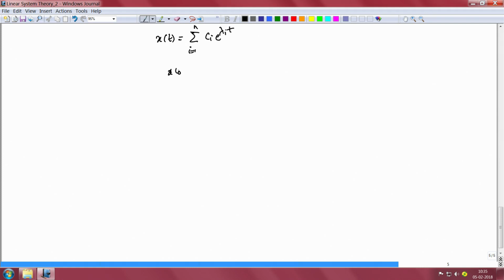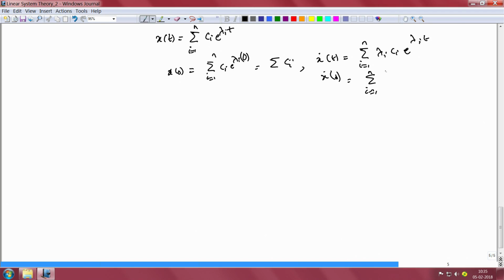So x of 0 therefore is equal to sigma i going from 1 to n Ci e power lambda i times 0, which is basically sigma Ci. Likewise x dot of t is equal to sigma i going from 1 to n lambda i Ci e power lambda i t. Therefore x dot of 0 is equal to sigma i going from 1 to n lambda i Ci e power lambda i times 0, which is equal to sigma lambda i Ci, i going from 1 to n, and so on and so forth.